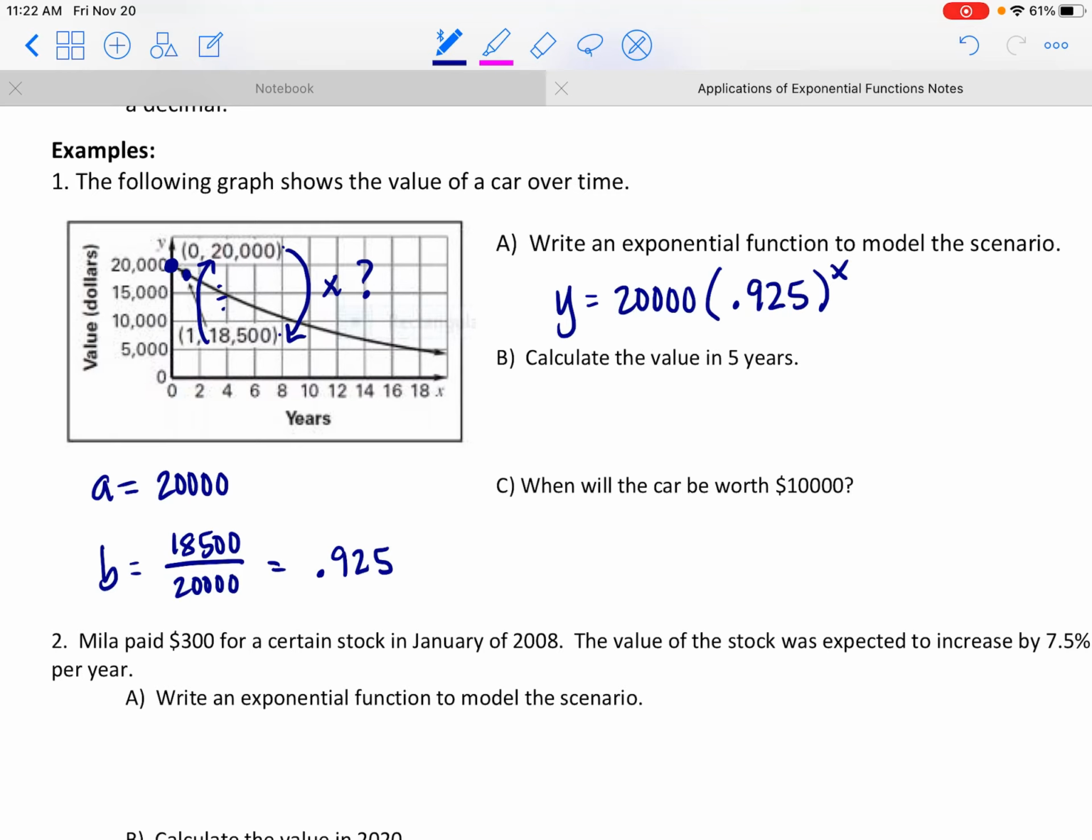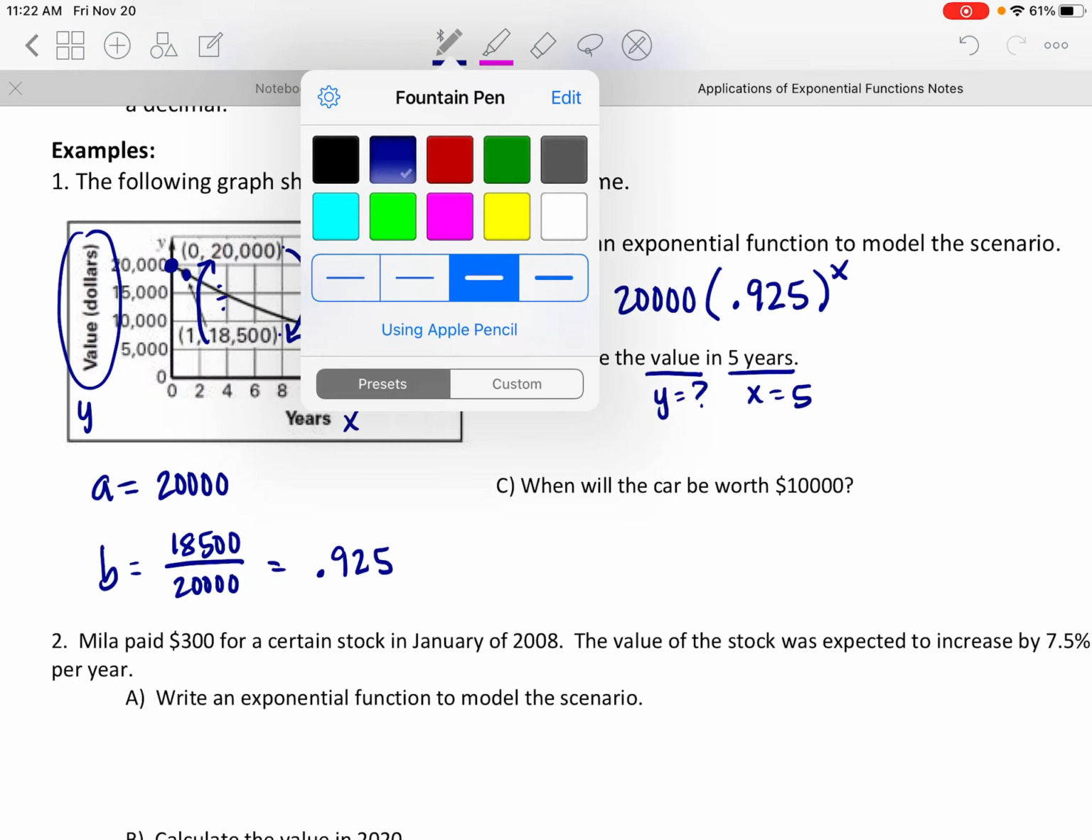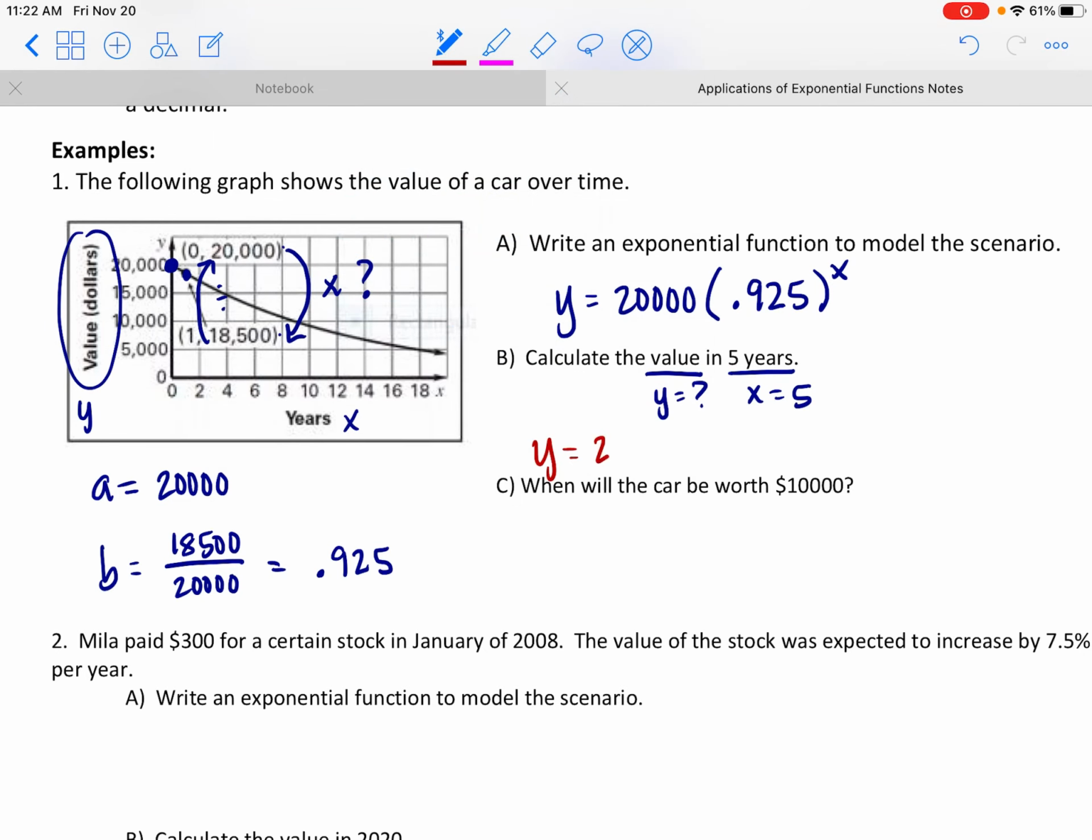Part b says to calculate the value in 5 years. So the values, those are y's, and the years, these are x's. So when it says calculate the value, that means figure out y in 5 years. That means x is 5. So what can we do if we want to find y when x is 5? Plug it in. And that means in this case, y is going to have to equal 20,000 times 0.925 raised to the 5th power.